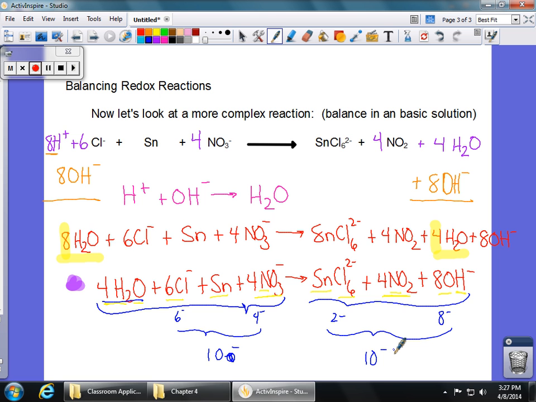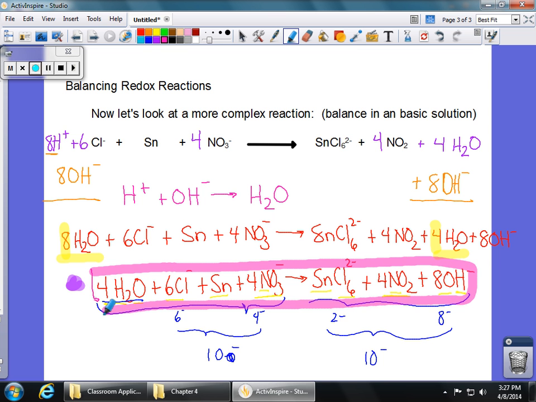So again, this is now balanced for both charge and atoms, and this would be your balanced equation. 4 waters plus 6 chloride ions plus tin plus 4 nitrates yields tin hexachloride complex ion -2, 4 nitrogen dioxides, and 8 hydroxide ions.